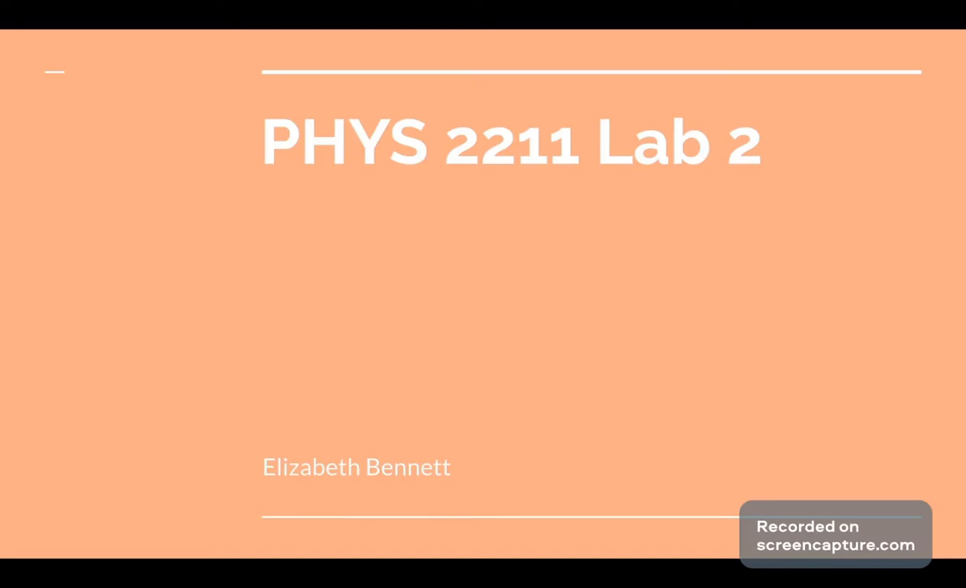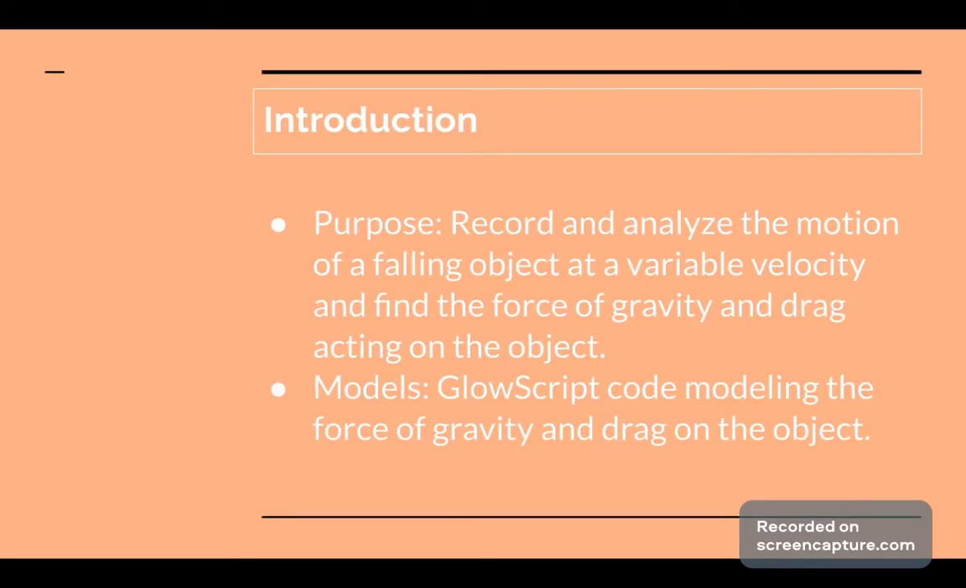The purpose of this experiment was to record and analyze the motion of a falling object starting from rest that travels along a path with variable velocity due to the force of gravity and drag acting on the object. The motion of the object was tracked using the Tracker software to develop a graph of position versus time of the object. The model used to create the predicted data was a GlowScript code modeling the path of the object. One code takes into account only the force of gravity on the object, while the other code factors in both the force of gravity and the effect of drag.